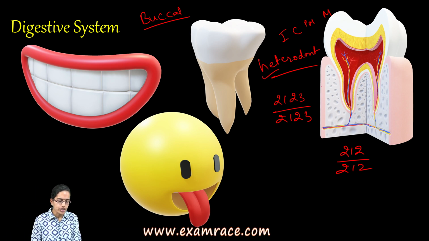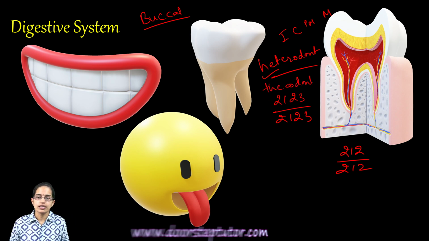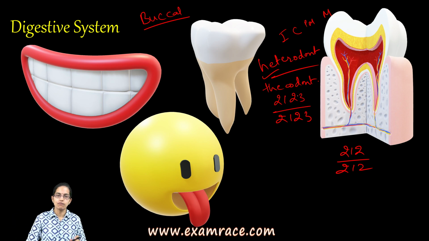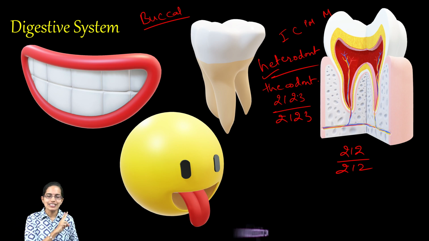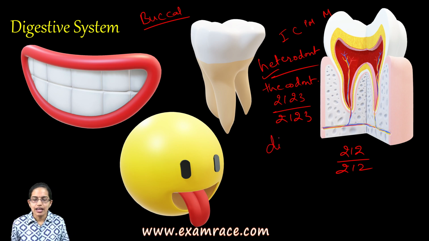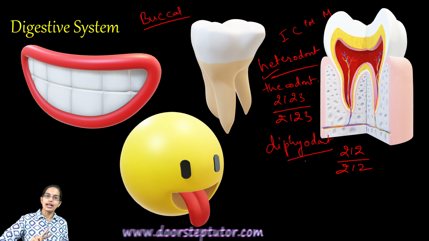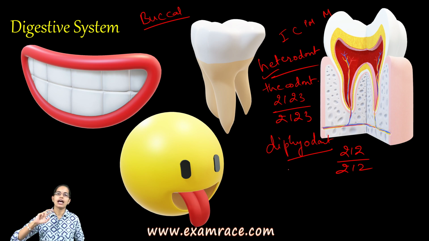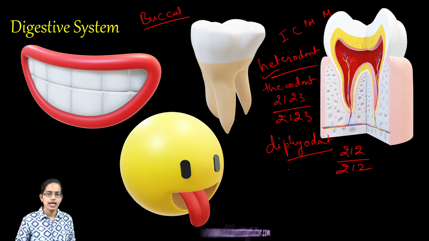The next important thing about the teeth is they are thecodont. Thecodont means they are attached to the jaw. They are not hanging somewhere. They are firmly attached in the jaw. The next important thing is they are diphyodont. Diphyodont, what does it mean? There are two stages in which human beings have teeth. One is the milk teeth and the other is the adult teeth. So three important characteristics of teeth that we have discussed.